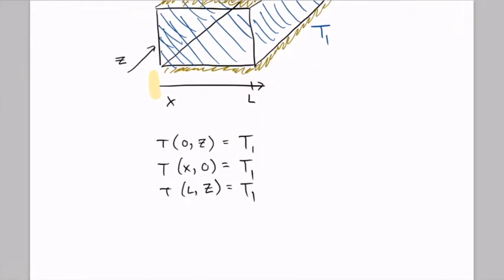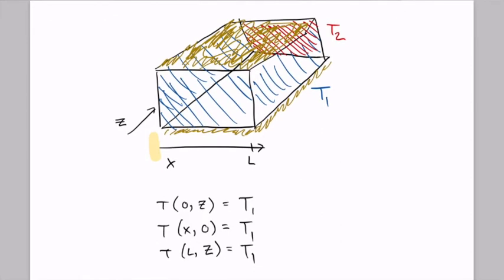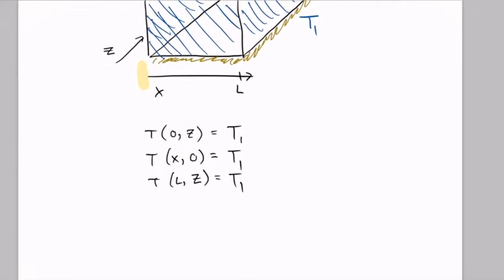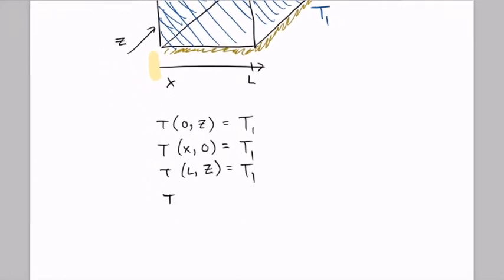And finally, we have that last boundary condition that applies to this back wall, which has a different temperature from the others. And so at that position, you can have any value of x, but z is going to equal L, the length scale. And at that position, the temperature is T2.